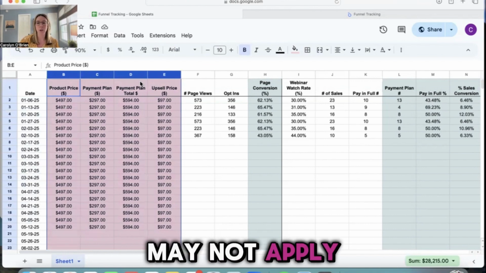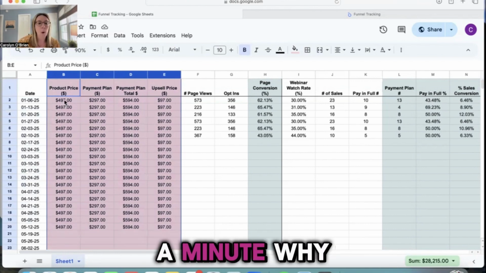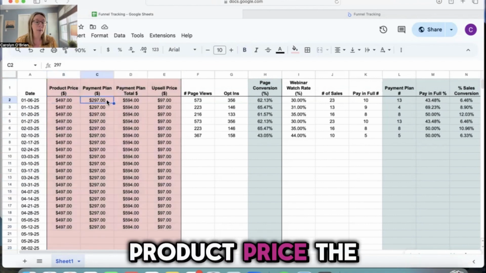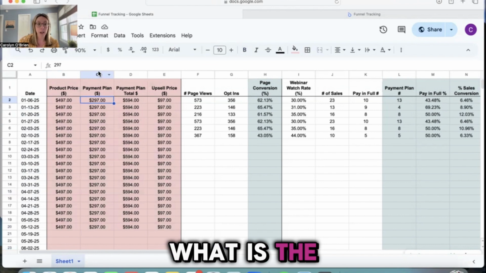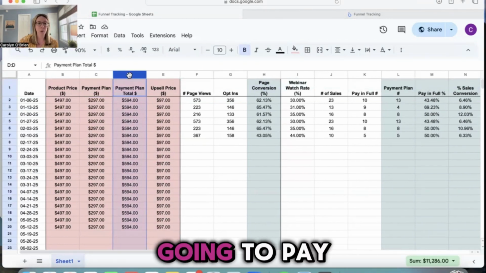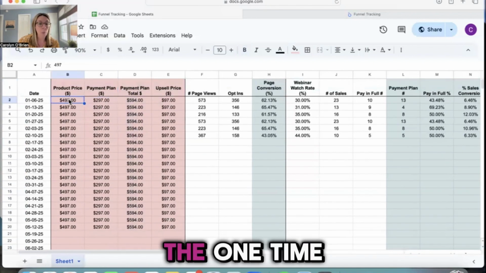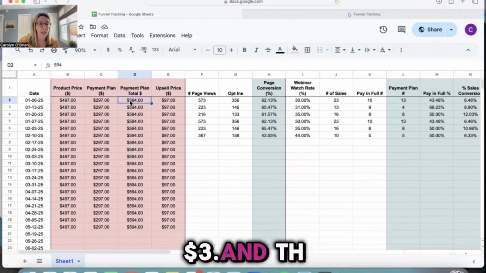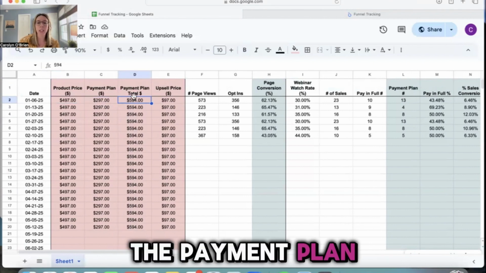The other thing is I have some formulas built in here. This may or may not apply to you, but it just makes it easy when you're entering data in. And I'll walk you through in a minute why I have these set up like this. But we have product price, the payment plan price. So if you have a payment plan, what is the price point of that plan? But then also, what's the total amount that someone's going to pay when they complete all payments, right? So in this example, the one-time offer or the pay in full is $497. The payment plan is $397. And then the total that they'll pay when they complete all of the payment plan is $594.